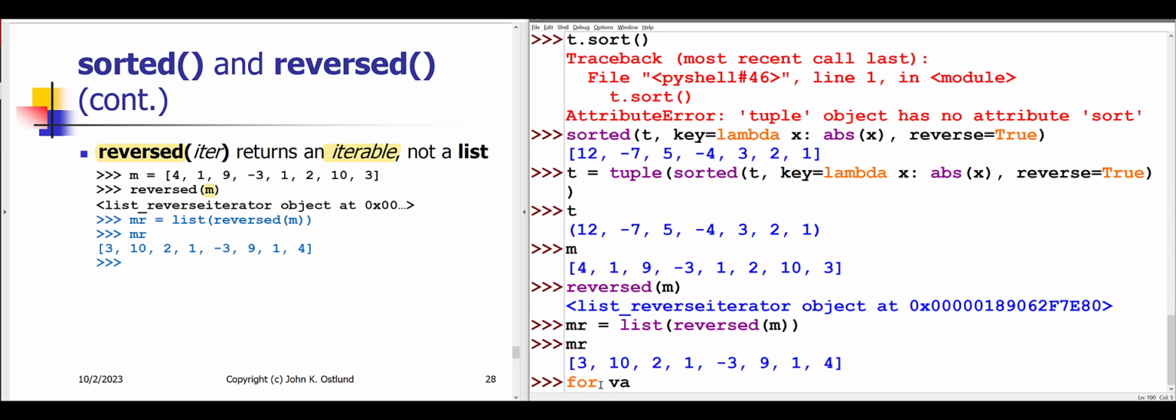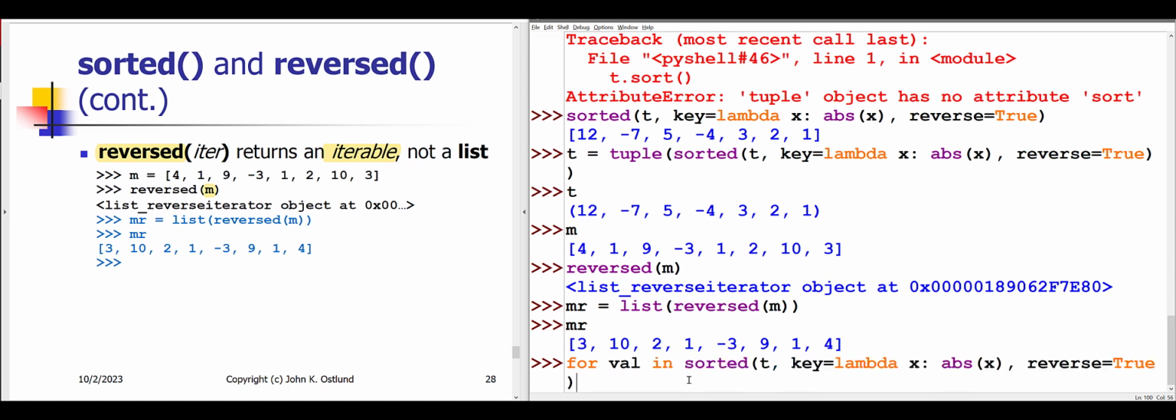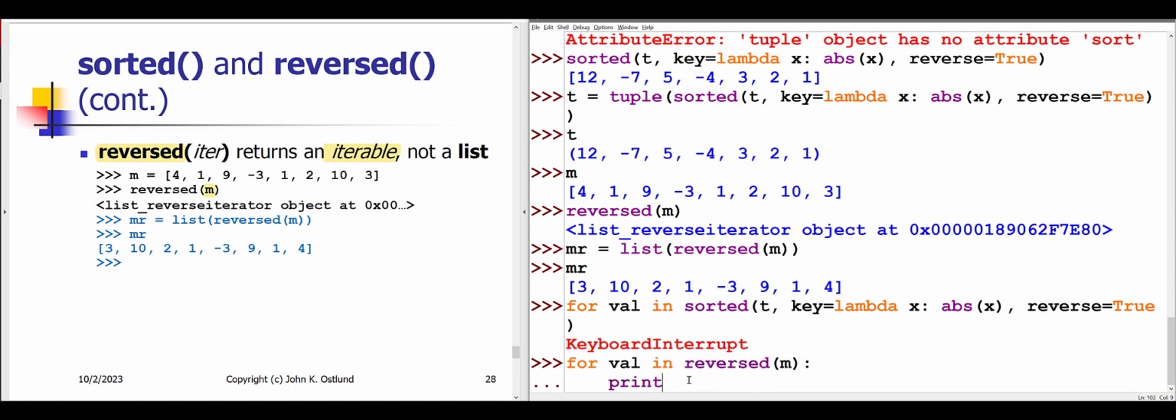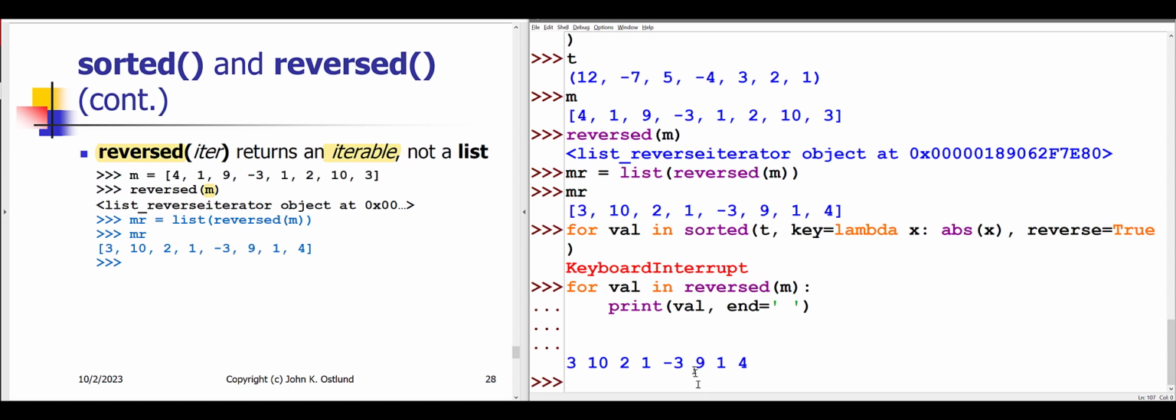Or I could, of course, say for val in reversed M. Whoops, that didn't work. For val in reversed M, print val and equals space. And there we are. Okay, so we got the values from M, but displayed in reversed order by that loop on print.